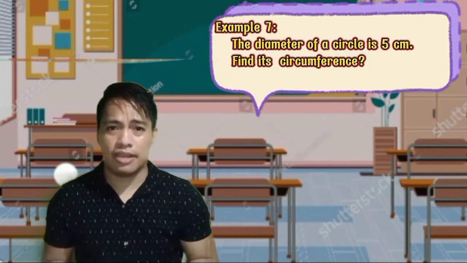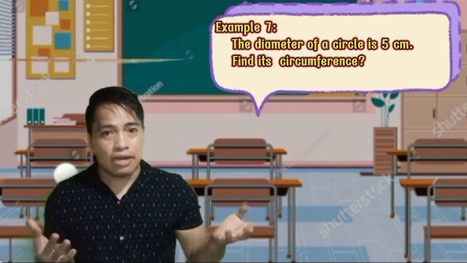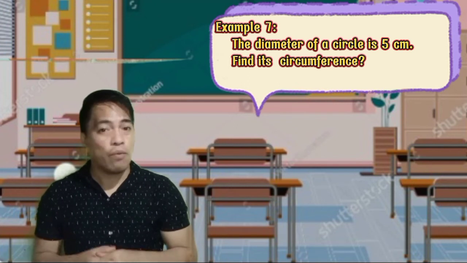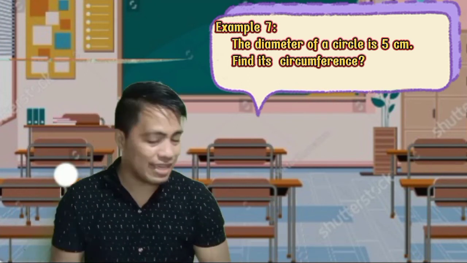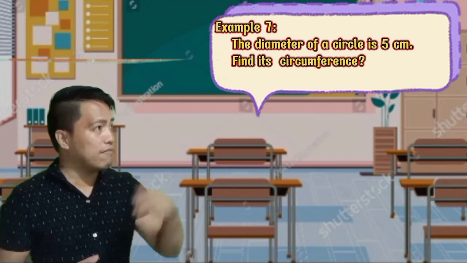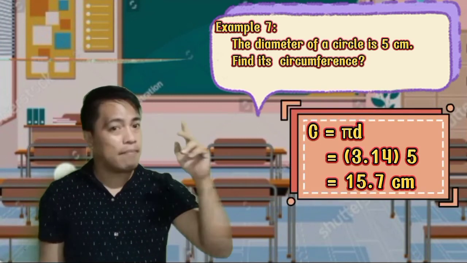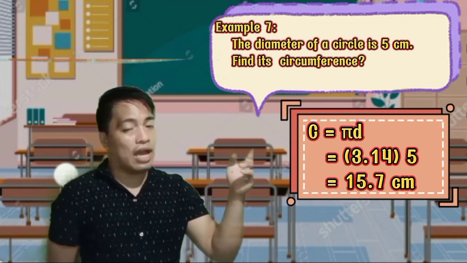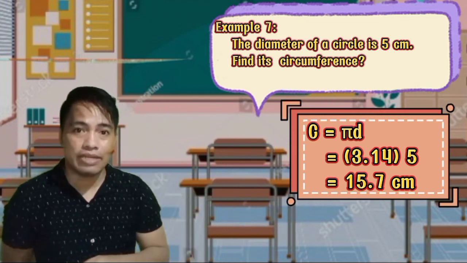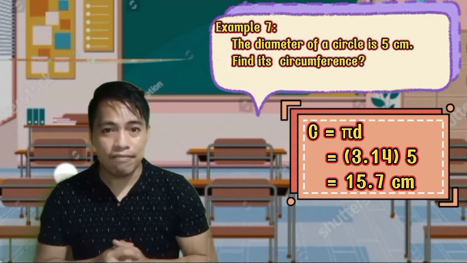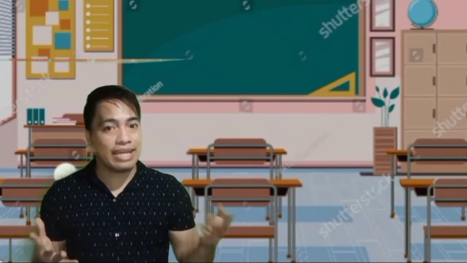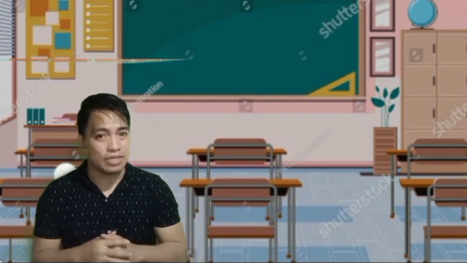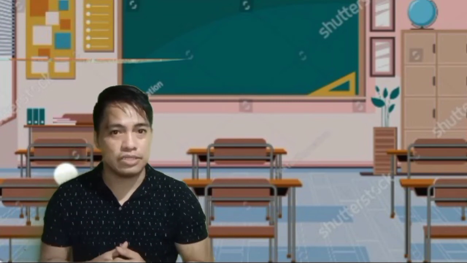How about this one? The diameter of the circle is 5 centimeters. Okay, who wants to answer on the board? Yes, Catherine. Okay, let's check the answer of Catherine. So we have C equals pi d. The value of our pi is 3.14 times our d is 5. So 3.14 times 5, 15.7 centimeters. So that is the circumference of our circle. Do you have any questions or any clarifications?